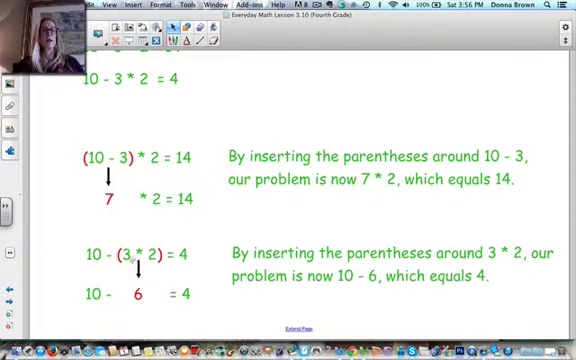Look at the next one. I am going to place the parentheses around 3 times 2, and it changes the outcome of the problem. So I'm going to rewrite that 3 times 2 as 6. So by inserting the parentheses around 3 times 2, our problem is now 10 minus 6, which equals 4.